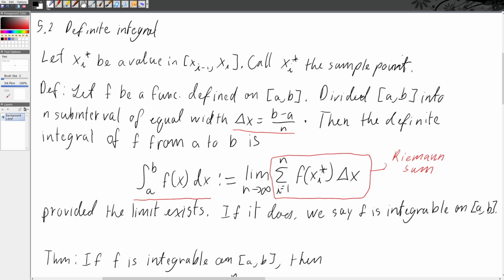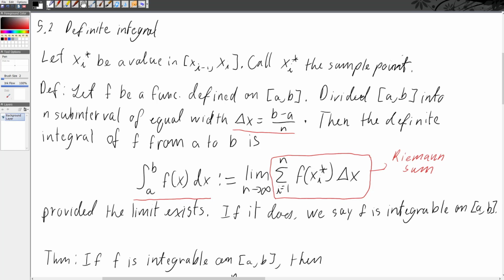So let xi star be a value in [xi minus 1, xi]. Call xi star the sample point. Let f be a function defined on [a, b]. We divide [a, b] into n subintervals of equal width. We call that delta x just as before, nothing has changed.